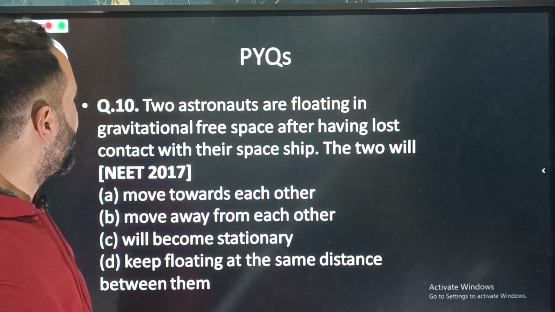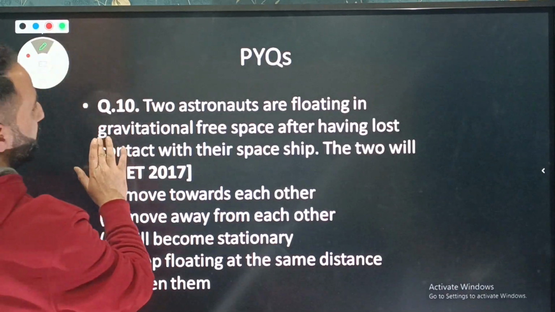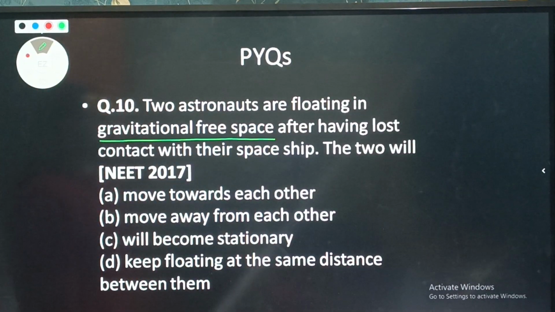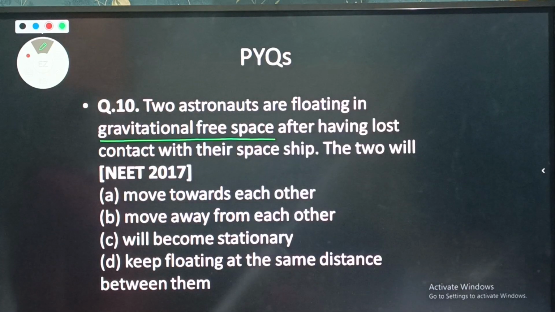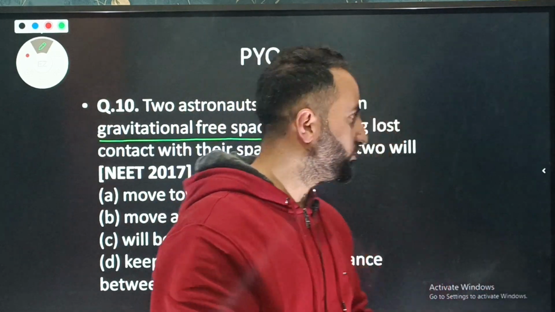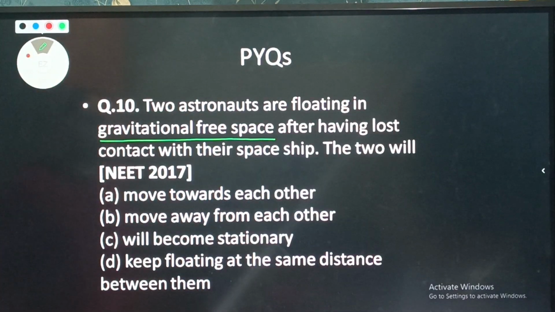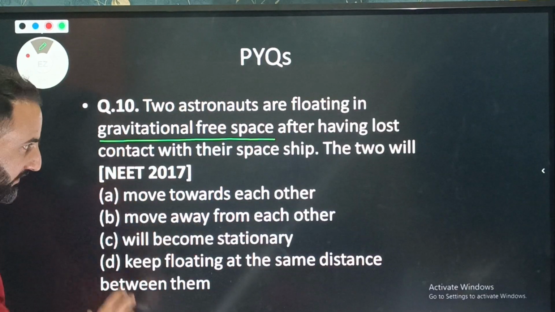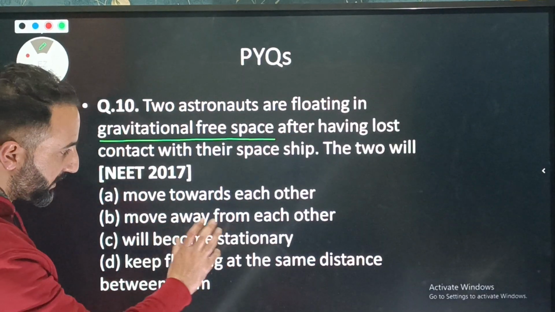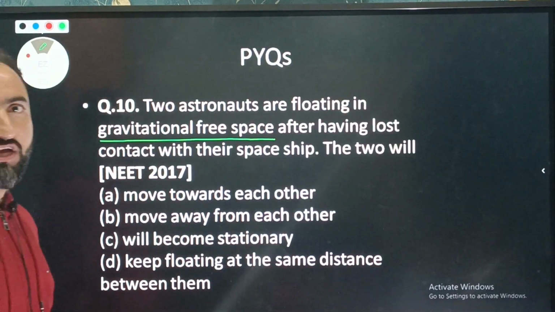There are two astronauts. They are floating in a gravitational free space, which is highly important for us. After having lost contact with their spaceship, they are in space where there is no gravitational force at all. Now the question is, the two will: option A, move towards each other; option B, move away from each other; option C, become stationary at some point; option D, keep floating at the same distance.